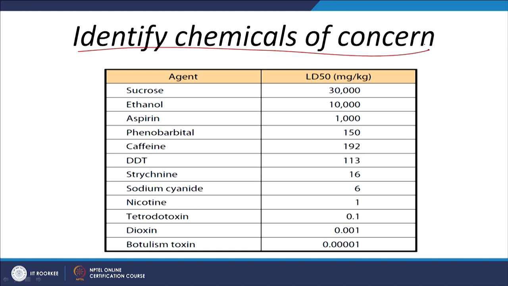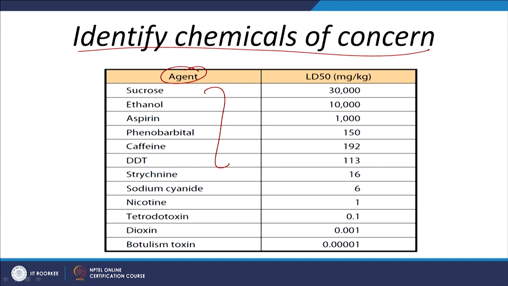So here I have an illustrative example because I wanted to explain a couple of other points too. Here, we have different compounds listed, right? From sucrose to ethanol, aspirin, some of the commonly used compounds, and let's say different toxins or pesticides and so on. Obviously, caffeine, right? You have that out there in coffee and so on.